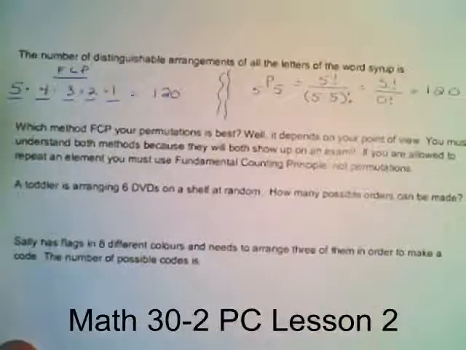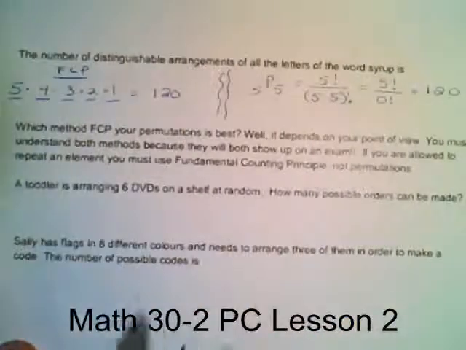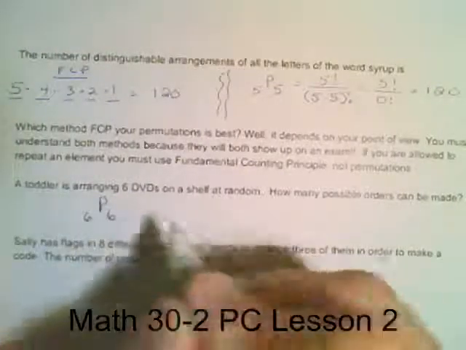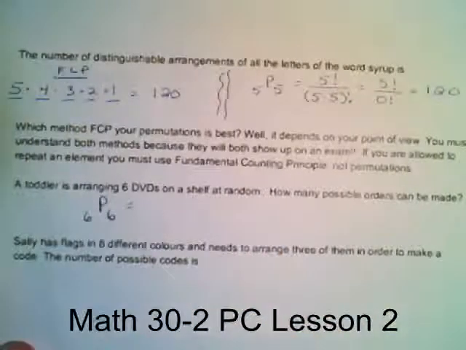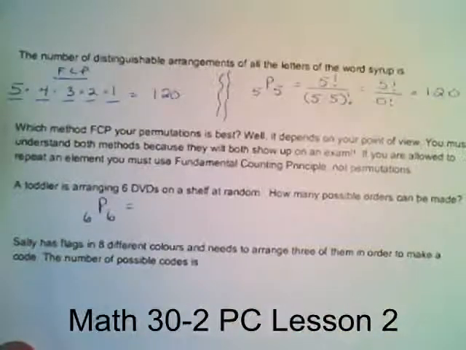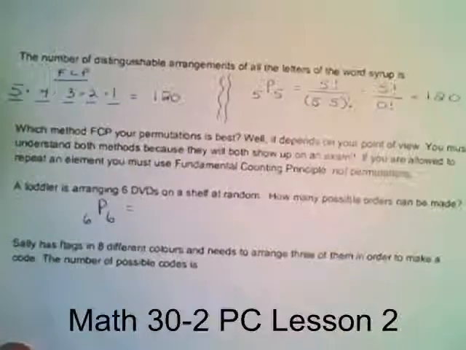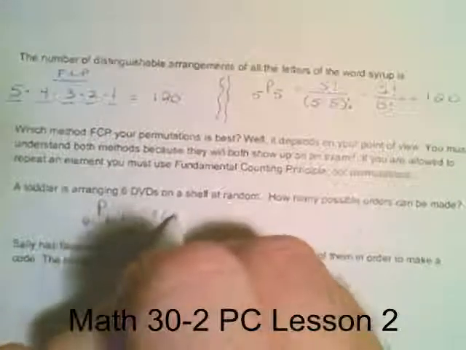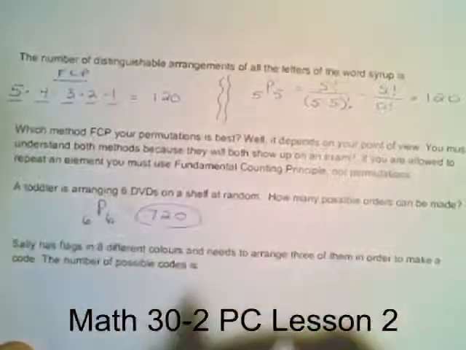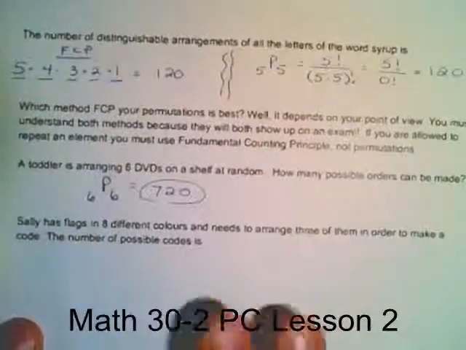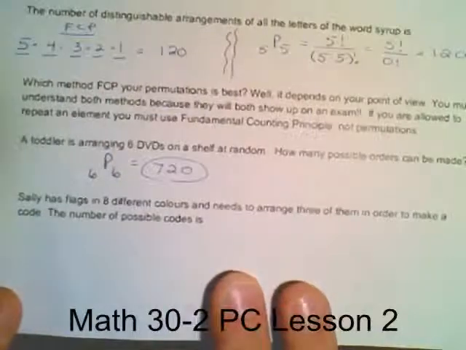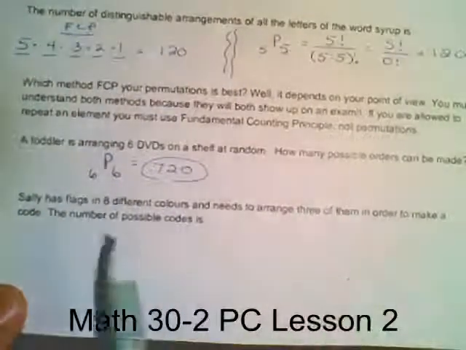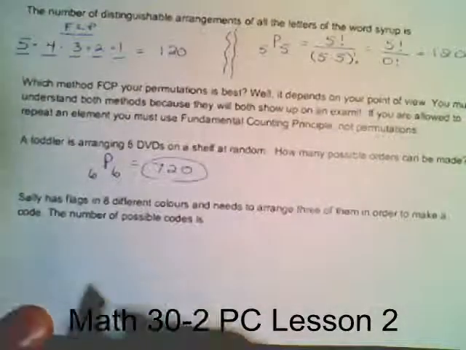A toddler is arranging 6 DVDs on a shelf at random. So he's just doing it randomly. How many possible orders can be made? Keeping in mind I could think fundamental counting principle, there are 6 blanks, or I can say there are 6 DVDs and I'm arranging 6 of them. So I get 6 pick 6, which is 120 times 6, 720. So there are 720 different possibilities for arranging those DVDs.